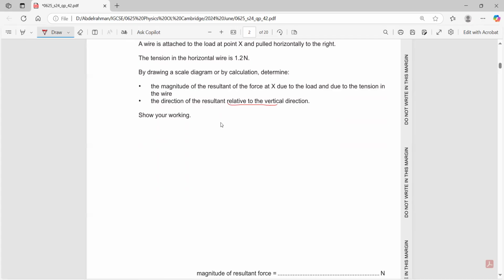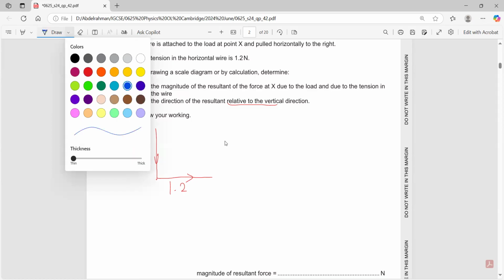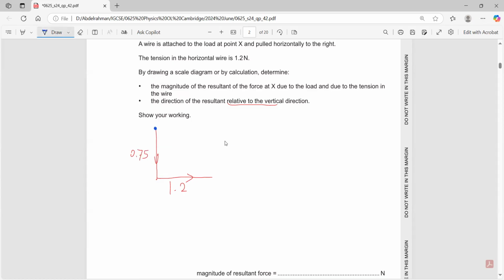Okay, let's first of all find the magnitude. Now we have two forces, a vertical force downwards and another horizontal force to the right. This is 0.75 and this is 1.2 newtons. The resultant force would be, yes, from head to tail. You started at this point and you finished at this point, so the resultant would be in this direction.